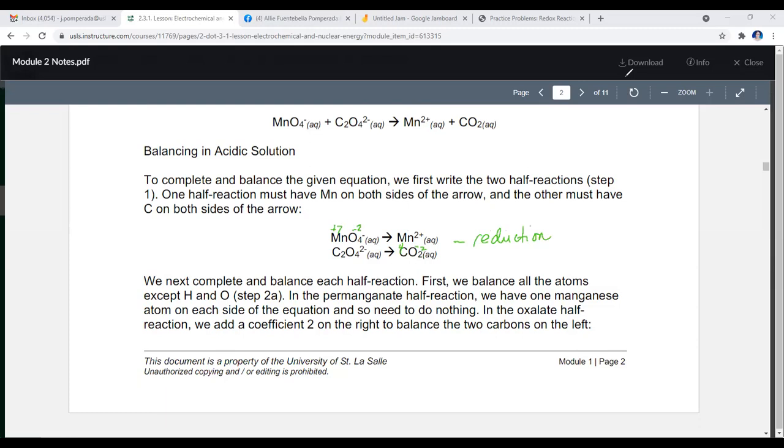Okay, let me just zoom this. Okay, let's not take a gamay class. Why won't it zoom?